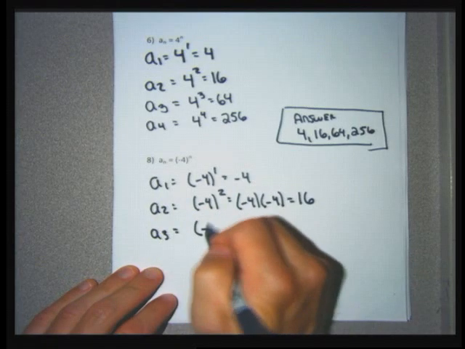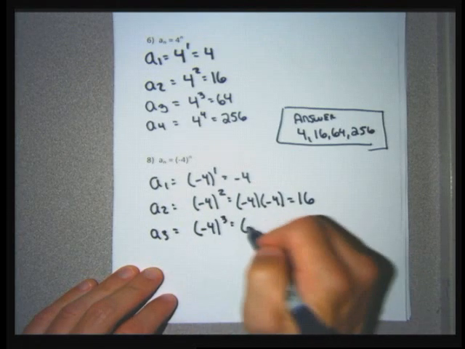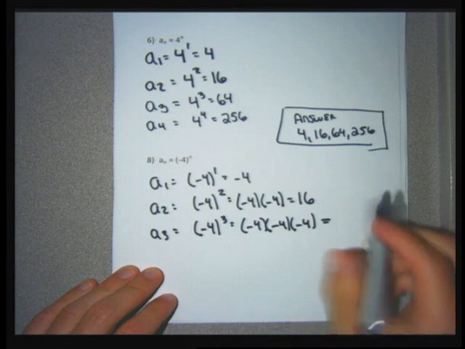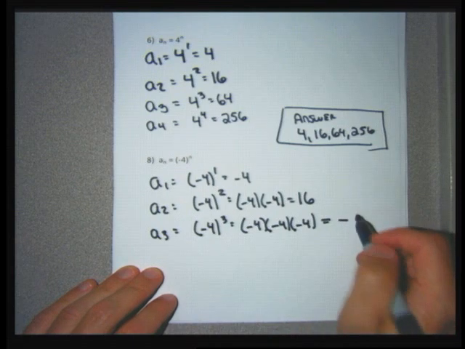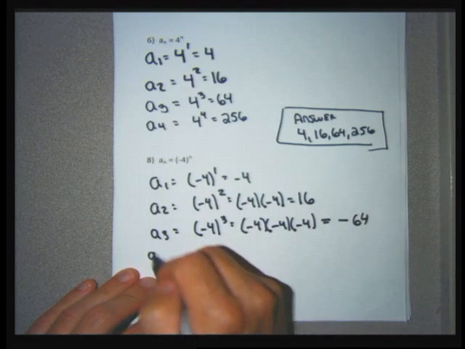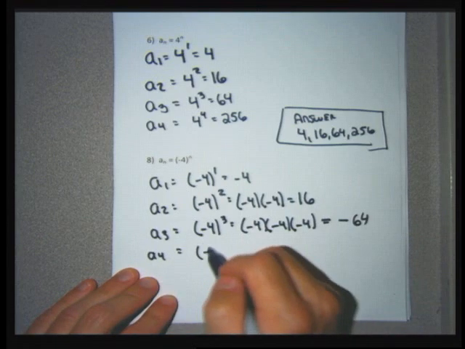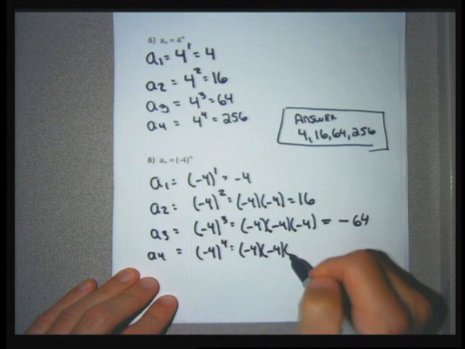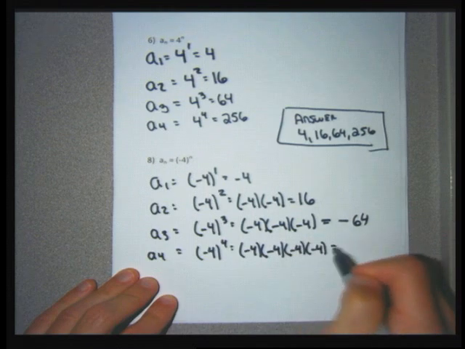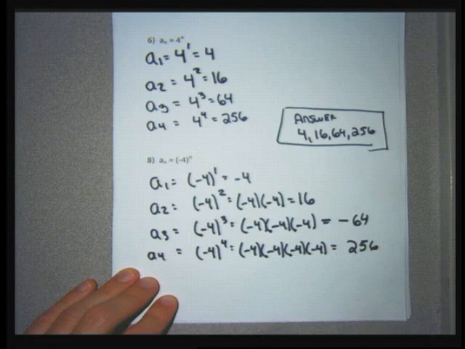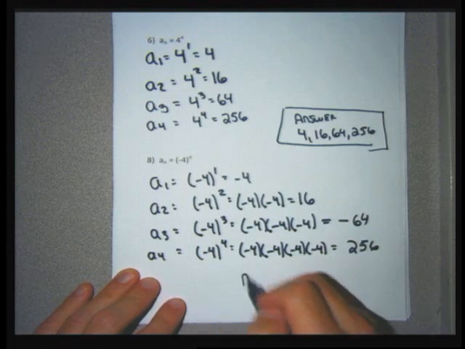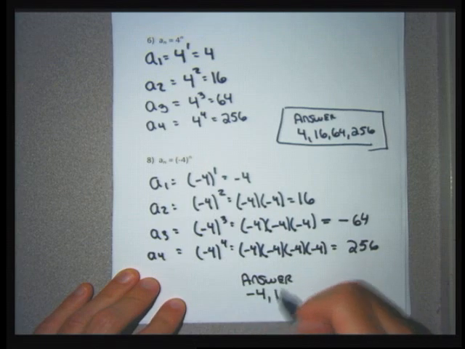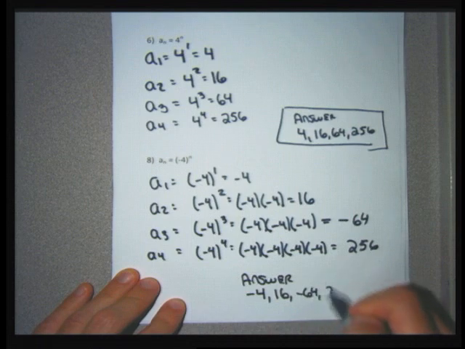A sub 3 is negative 4 to the third power, which is negative 4 times negative 4 times negative 4. When I'm multiplying 3 negatives, I still get a negative, and when I multiply 4 times 4 times 4, I get 64. And the last one I'm asked to find is a sub 4, which is going to be negative 4 to the fourth power, which means to multiply negative 4 by itself 4 times. Because I'm multiplying 4 negative numbers, I get a positive number, and if I multiply 4 by itself 4 times, I get 256. So the answer to problem 8, the first 4 terms, are -4, 16, -64, and 256.